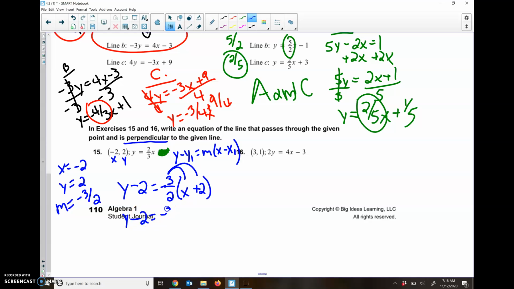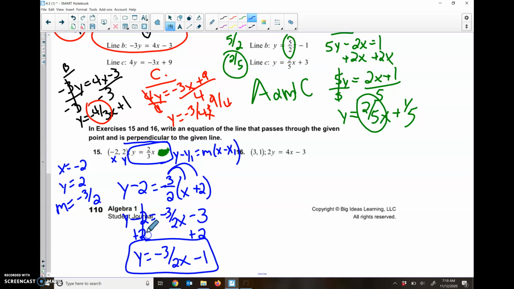So I'm going to distribute that and get -3/2x. -3/2 times 2 is a -3. And then I got to do one more step of math. It's a -2, so I'm going to add 2 to both sides. So I figure out that a line that's parallel to this line that they gave me is this line right here. I'm sorry, perpendicular, not parallel. So y equals 2/3x. Y equals -3/2x.